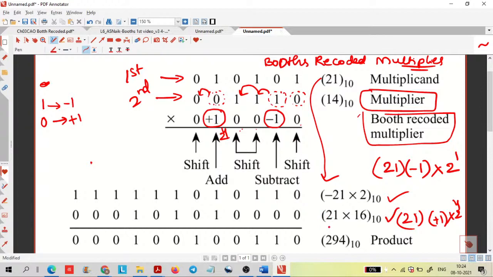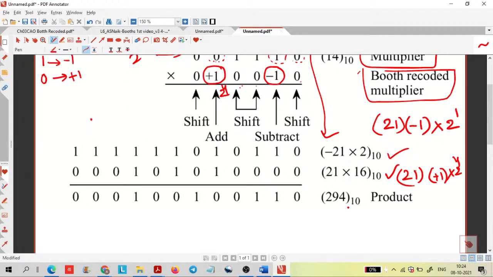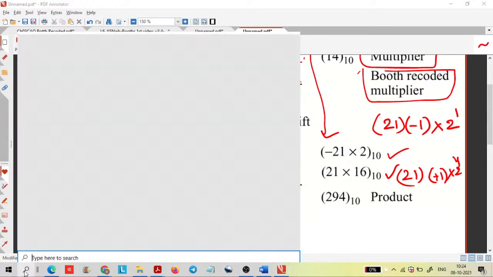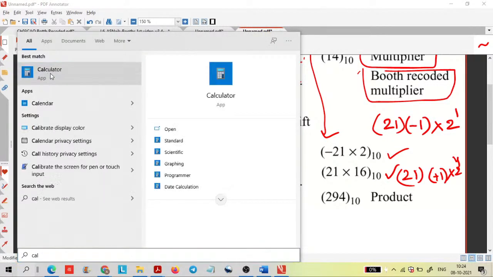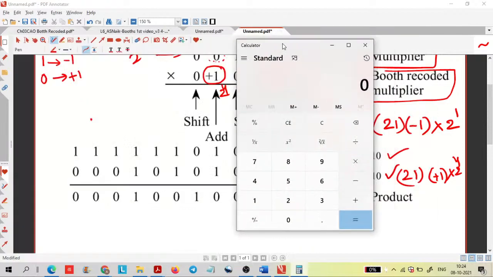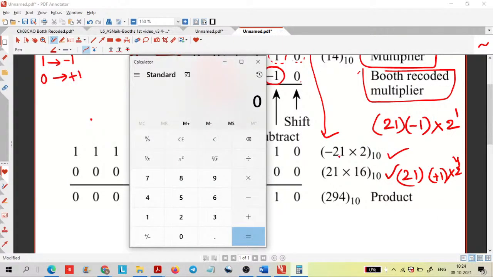Now you have to use a calculator. What is it? -42, this is -42. Now 21 into 16 is how much? 336. 336 minus 42 is how much? 294. So 294 is your correct result.